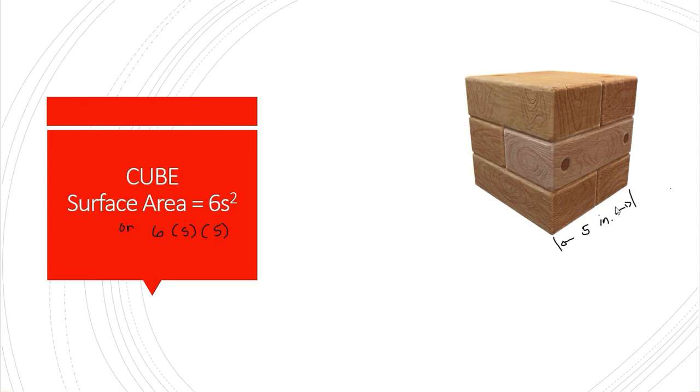We have an example here. The side measure of this cube is 5 inches. If this is 5 inches, therefore all the side lengths are 5 inches. Let's apply the formula. Surface area is equal to 6s squared. We will replace the s with the side measure, which is 5 inches.